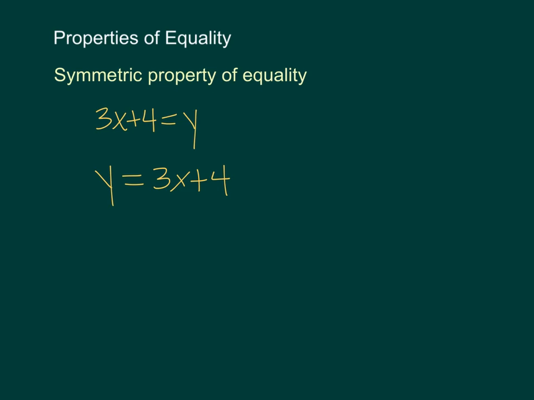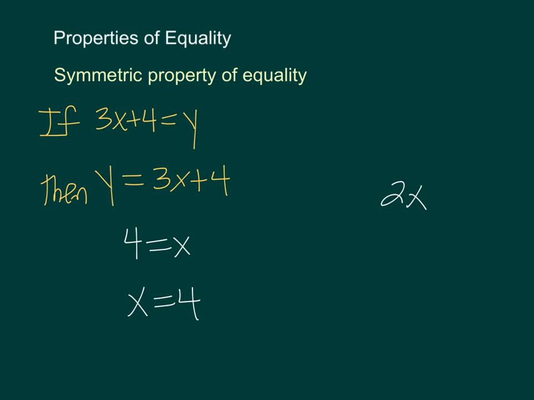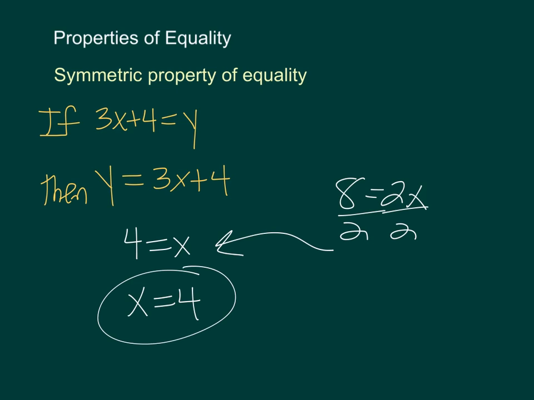So your hint is, if 3x plus 4 equals y, then y equals 3x plus 4. I'm just turning it around. So your symmetric property of equality will always have two equations in there. So I can say, if you got an answer of 4 equals x, well, you can turn that around and say x equals 4. So if you were solving and had 2x equals 8, and you divide each side by 2, and you get x equals 4, or 4 equals x, you can turn them around and say x equals 4. The fact that you can do that is the symmetric property of equality.